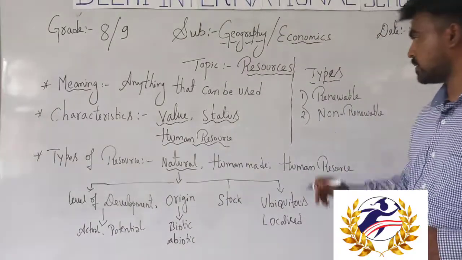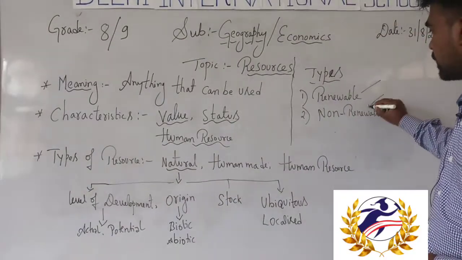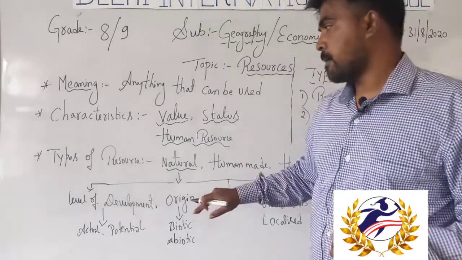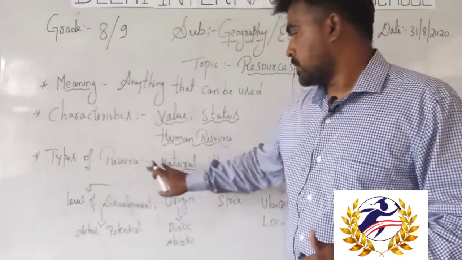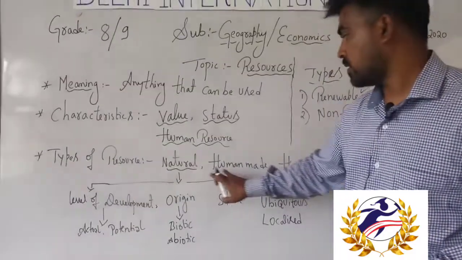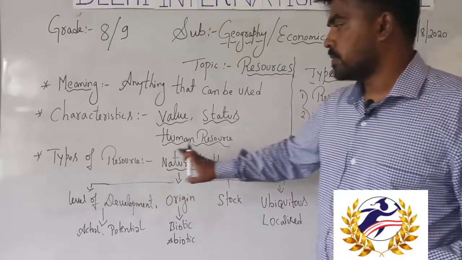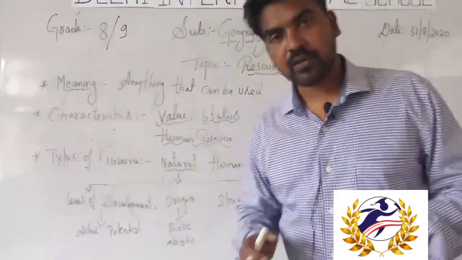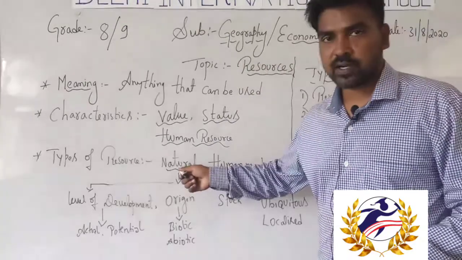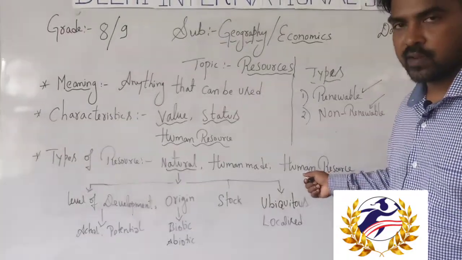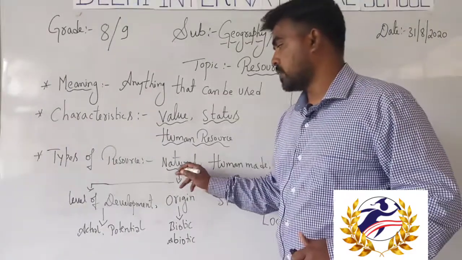Before that, we have renewable and non-renewable resources in our environment. Okay, on the basis of the natural environment, human-made environment and human environment, the types of resources are categorized. So we'll discuss one by one.